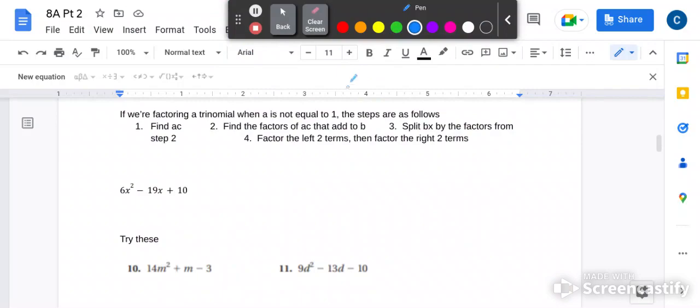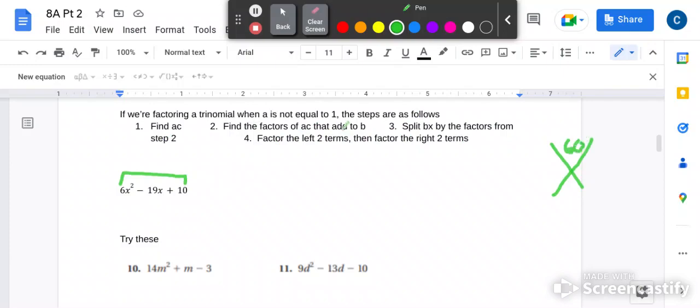Okay. Next thing, if we're factoring a trinomial where A is not equal to 1, here's the 5 steps. Number 1 is find AC. Number 2, find the factors of AC that add to B. Number 3, split BX by the factors from step 2. Number 4, factor the two terms on the left and factor the two terms on the right. Okay, so here, step 1, finding AC, which is 6 times 10 is 60.